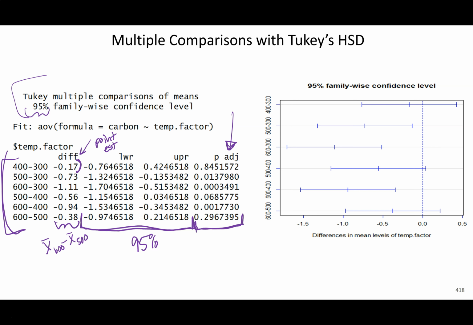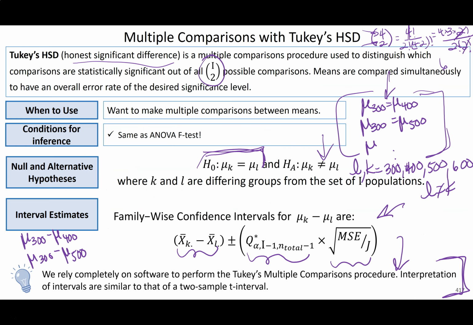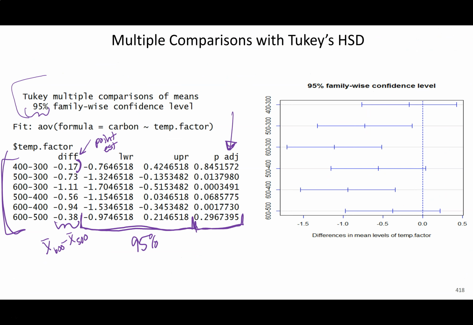So remember, in the alternative, it's a not equal sign. We are not stressing directions other than not equal here. So here, if you want to compare to 0.05, it looks like 400 and 300, that's a big p-value. We don't have strong evidence that 400 and 300 are different. We do have 500 and 300 look different, 600 and 300, 500, it's higher than 0.05, but notice there, and then 600 and 400.